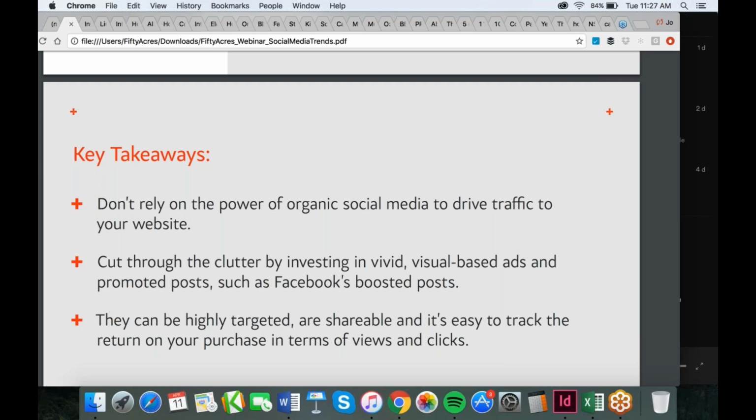What are the key takeaways of this? Well, don't rely on the power of organic social media to drive traffic to your website. Cut through the clutter by investing in vivid visual-based ads and promoted posts, such as Facebook's boosted posts. They can be highly targeted. If people haven't explored them, go and have a look. I was at a meeting yesterday talking about a particular campaign with a client, and you can target it to suburbs, you can target it to types of people in those suburbs, you can target it to age groups, you can target it to an age group in a suburb or an area who are interested in football.